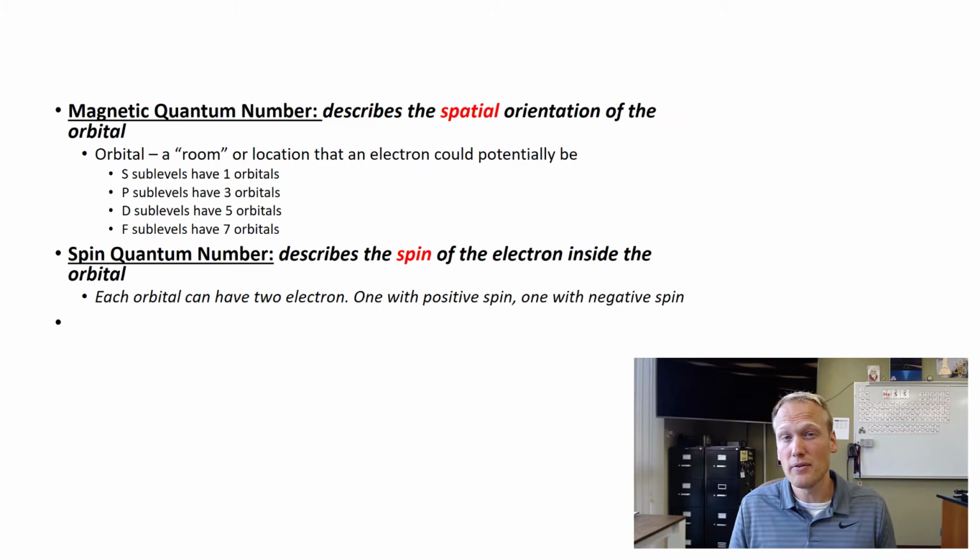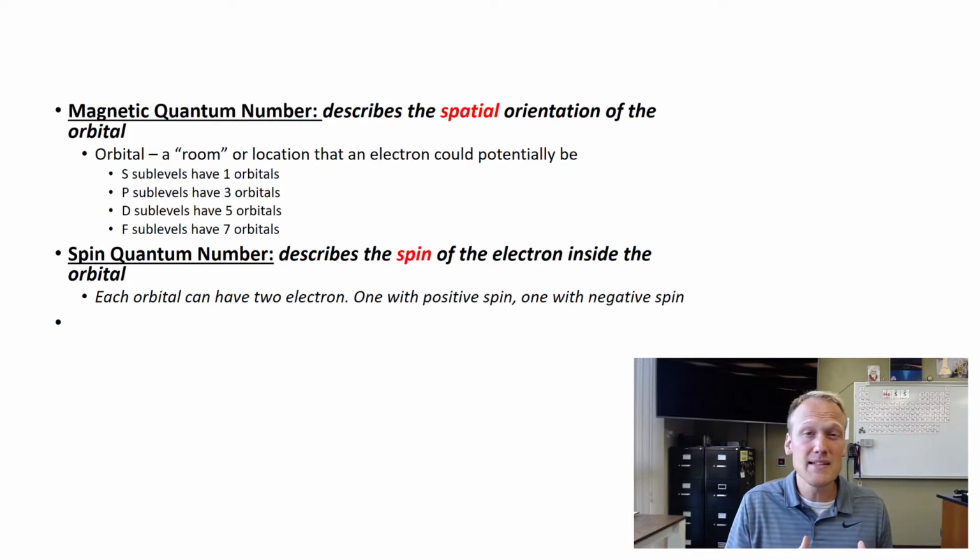In each sublevel, there's a given amount of orbitals or rooms. Remember, atomic orbitals can hold 2 electrons. They each have a positive spin or a negative spin. But different size sublevels have different numbers of rooms. So an S sublevel only has 1 room, and therefore can hold 2 electrons, because every room can hold 2 electrons.